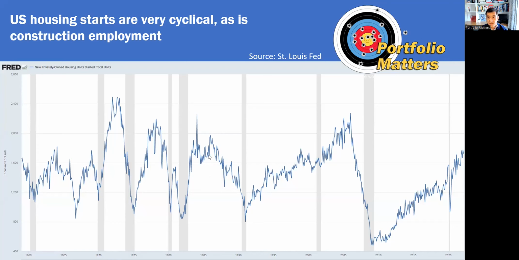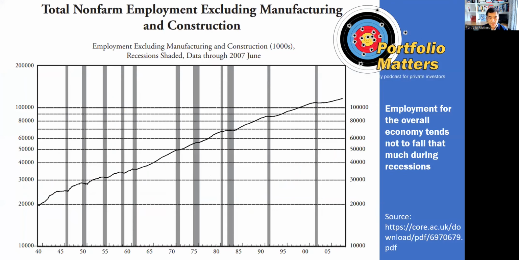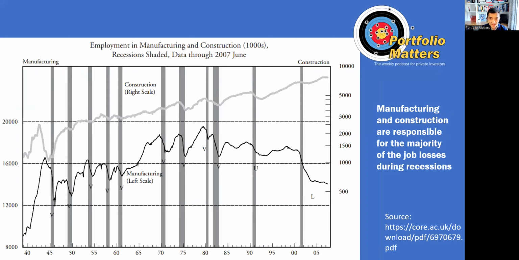That means employment collapsed. So if we look at total employment in the US from the period 1940 to when this paper was published in 2007, you'll see that it is pretty much a constant upward sloping line. There are almost no dips in that line. So employment tends not to fall much even during recessions, apart from in the manufacturing and construction industries.